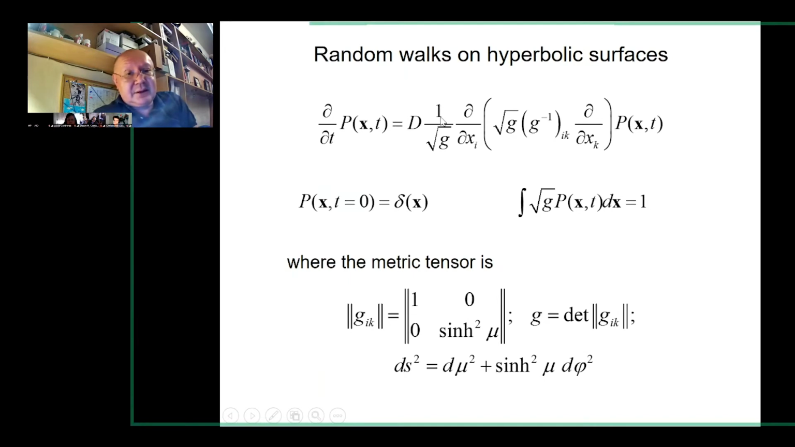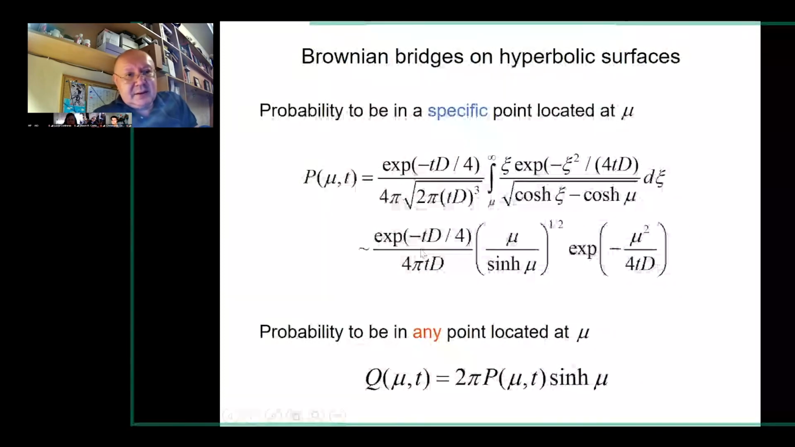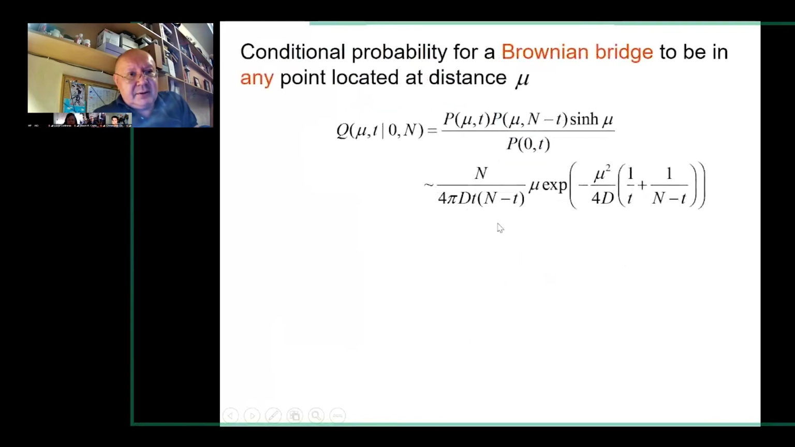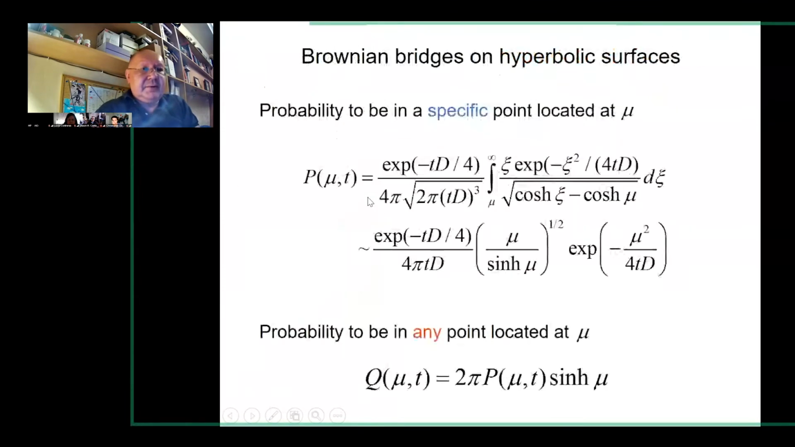still solve this equation, and the answer has been known for many years, and that is it. As you can see, it has a Gaussian part, where mu is the distance from the origin, and it has an exponential prefactor. So maybe first I will return to the previous slide. What is that? This is the probability that, having a random walk of t steps, you end up at the distance mu from the origin of the hyperbolic space.